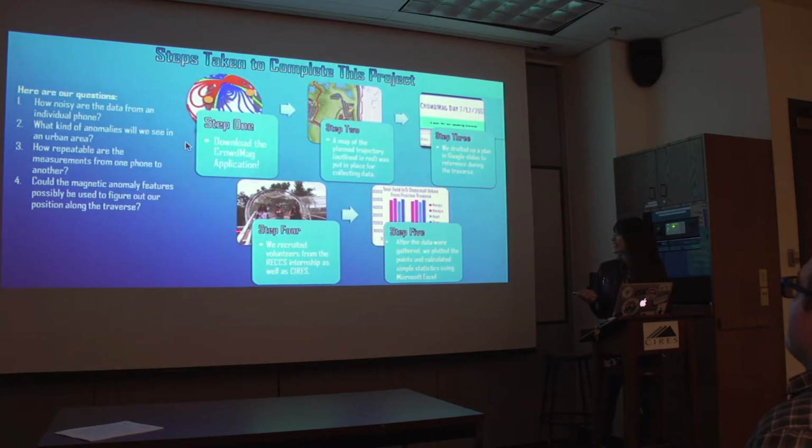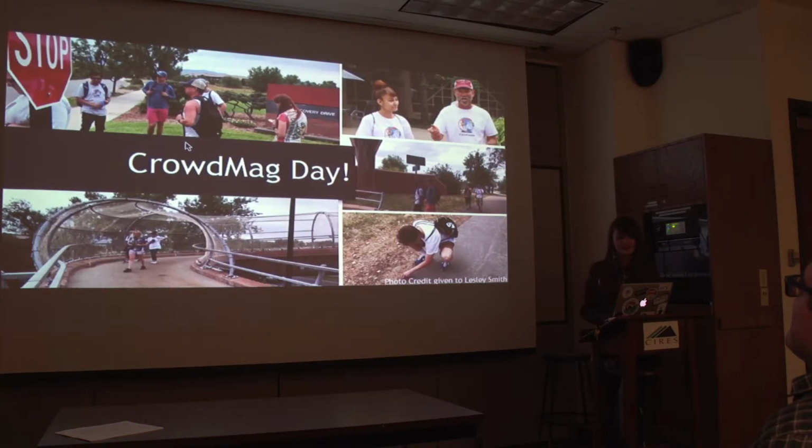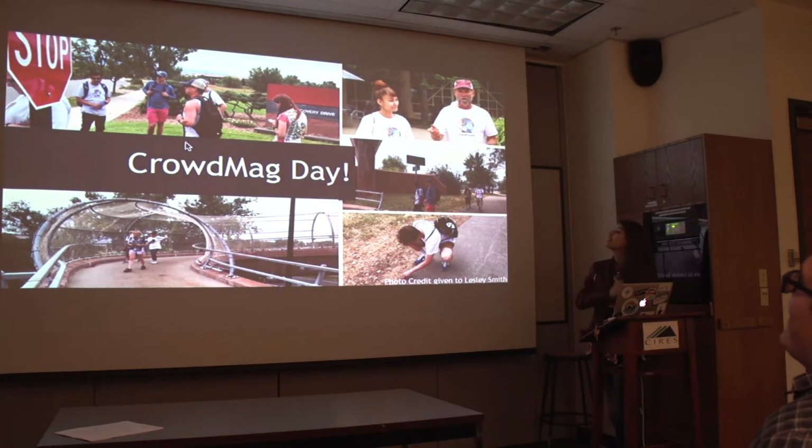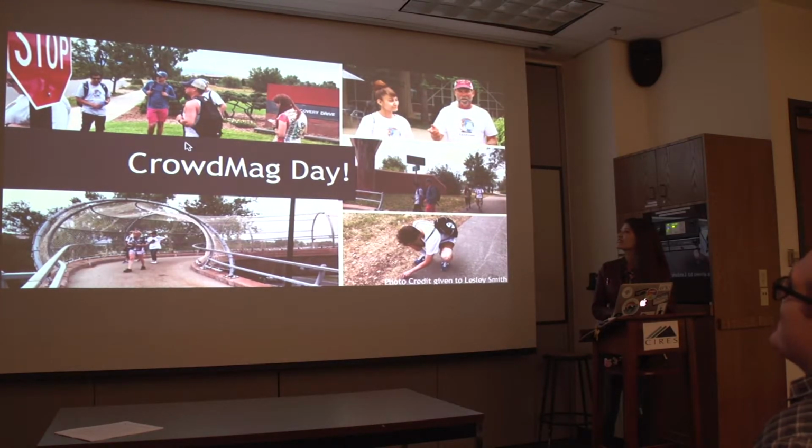Over here, this was actually from our actual experiment day on CrowdMag Day, we recruited some people to send us some valuable data. And step 5 was collecting all the data, gathering it, putting it together, and analyzing it. This was our CrowdMag Day on July 12th. Over here, that was our starting point at the RECCS building.